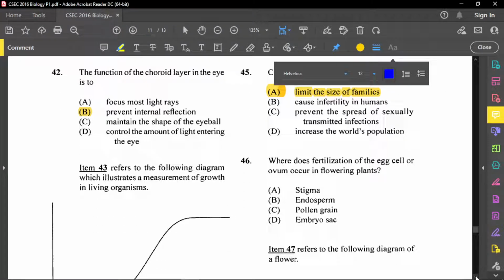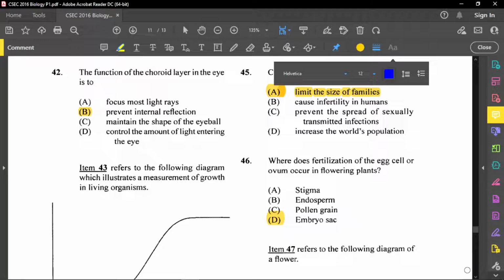Question 46 asks where does fertilization of the egg cell or ovum occur in a flowering plant? The stigma is not where fertilization takes place. That's actually where the pollen grain will fall, which is where pollination takes place. Endosperm, no, that's in the seed, especially in monocotyledon plants, and it actually stores food. Pollen grain, no. So embryo sac is the correct answer. We don't say embryo generally. Yeah, so the embryo sac is definitely the answer.